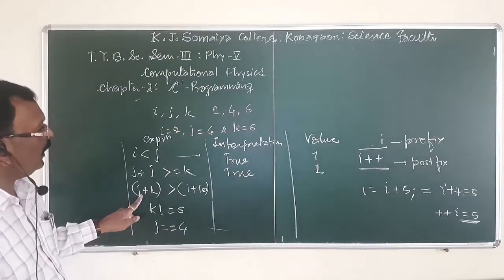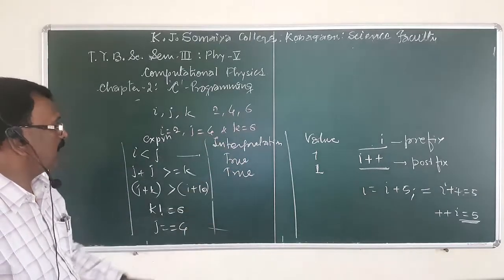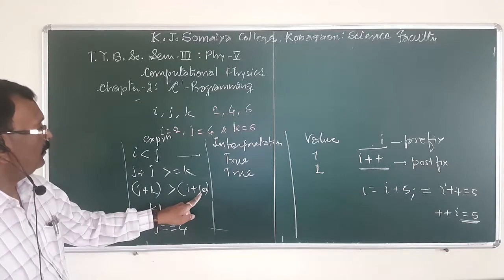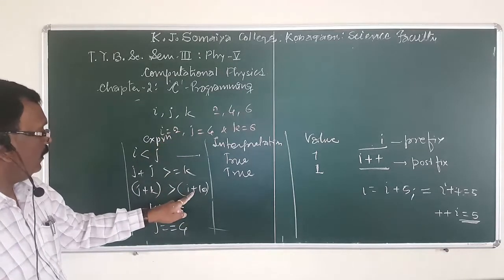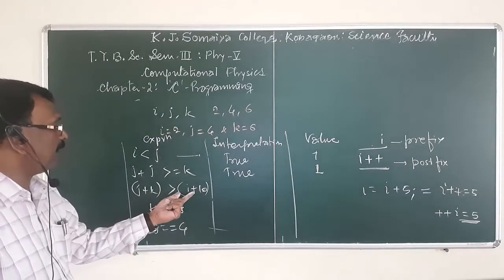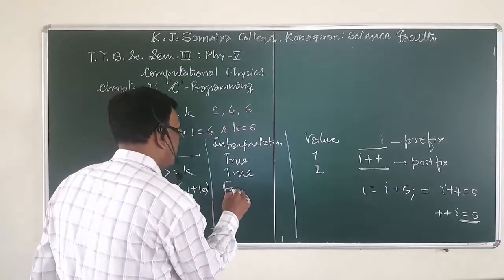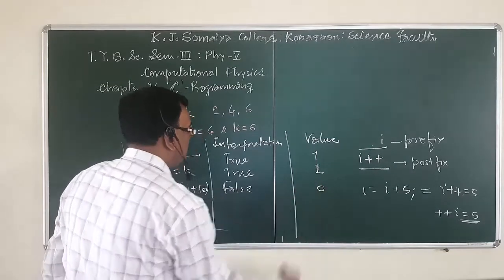Now j plus k. 4 plus 6 is equal to 10. And here i plus 10, 2 plus 10, 12. Is 10 greater than 12? No, wrong. This is false. And we assign the value 0.